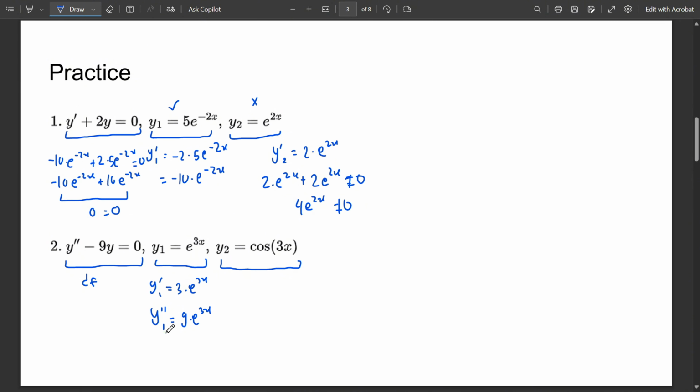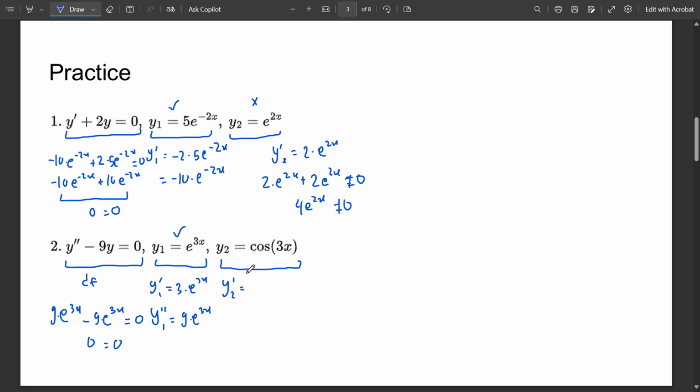Okay, so substituting y double prime into the differential equation, we have 9 times e to the 3x minus 9 times y. This is y, so 9 times e to the 3x. Does it equal 0? Yes, because 9 times e to the 3x minus 9 times e to the 3x is 0. So this is a solution to the differential equation. So let's check this one, if it's a solution.